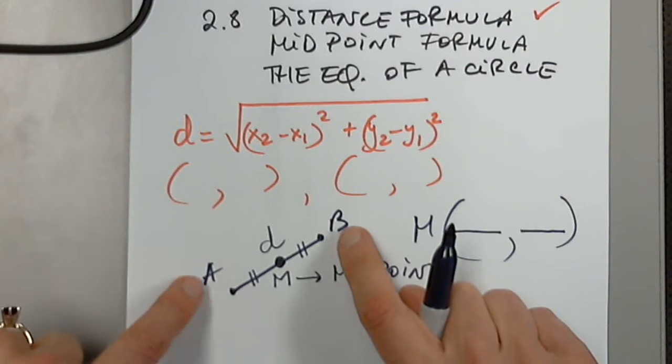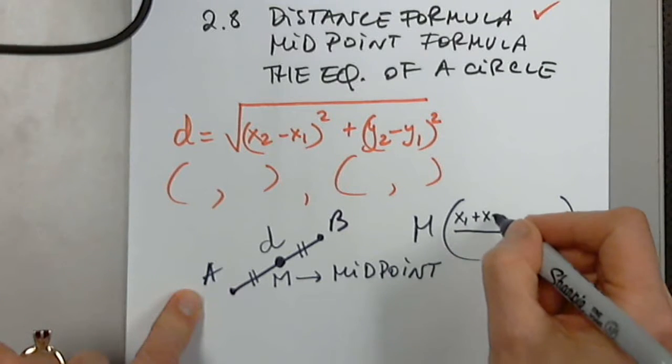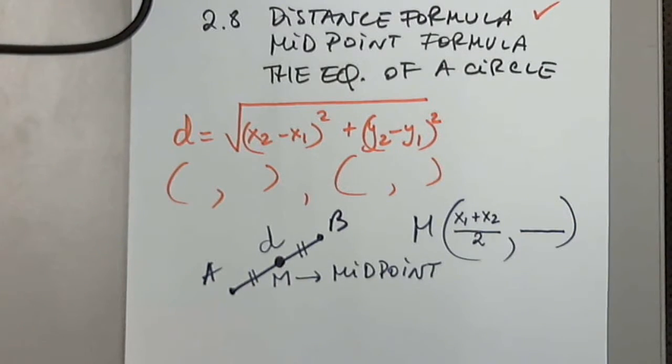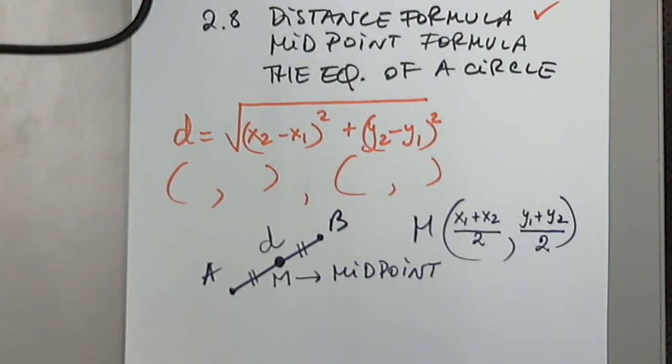Average means, because there are two, plus each other divided by 2. And the same thing, y sub 1 plus y sub 2 divided by 2. So that's the midpoint formula. Feel free to give me two ordered pairs that you can think of, or we can pick them from the book. Doesn't matter. So we can determine the distance and determine the midpoint.